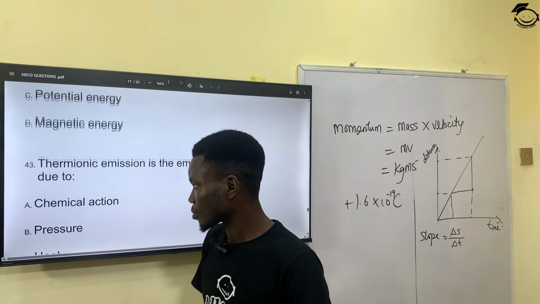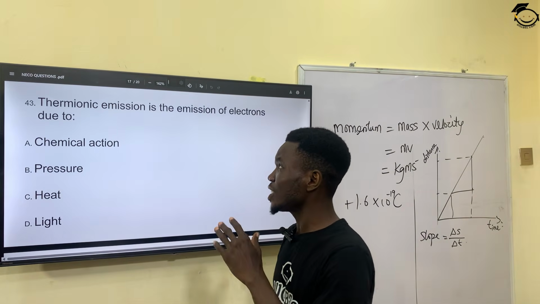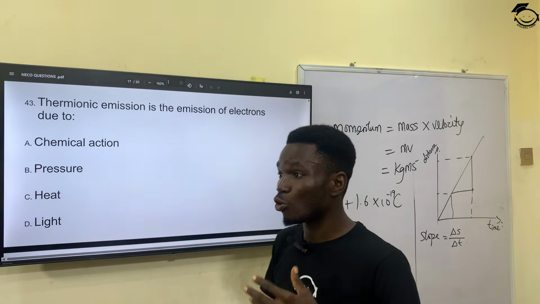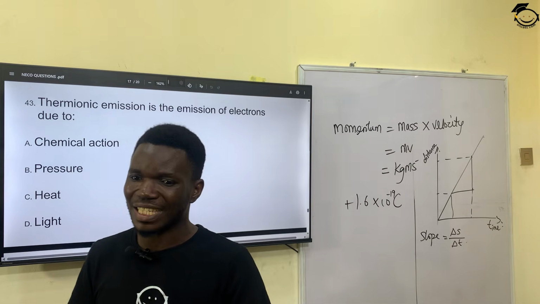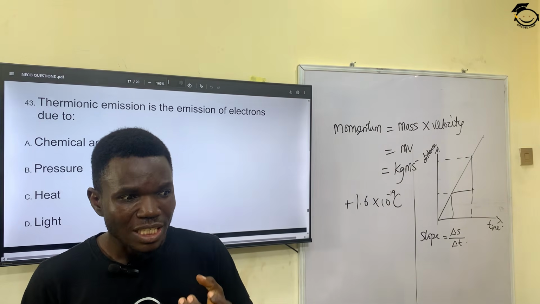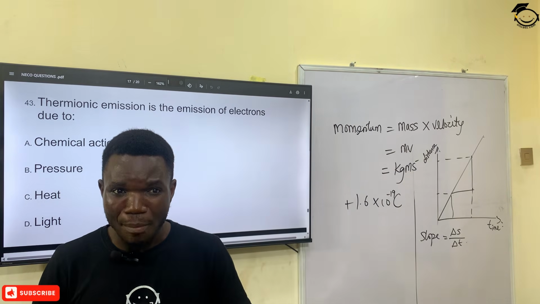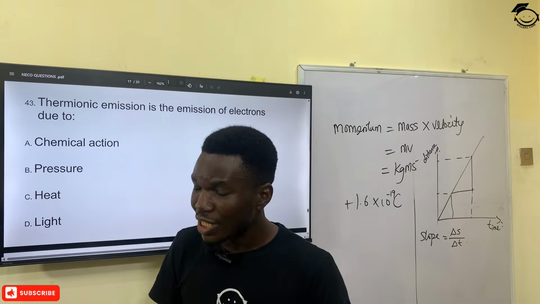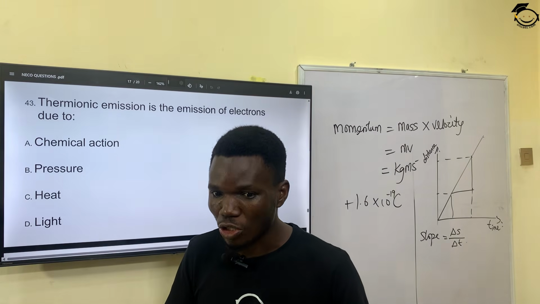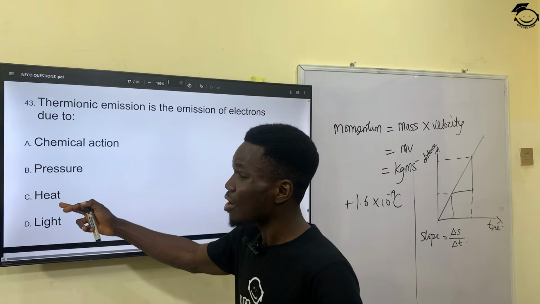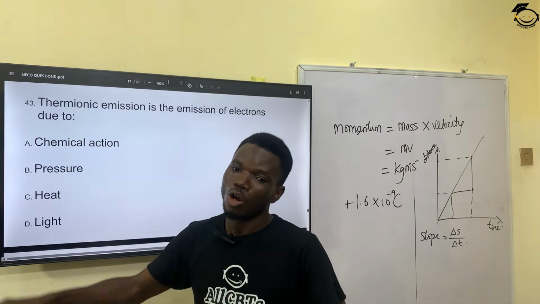So that takes us to question number 43, which says thermionic emission is the emission of electrons due to dash. So thermionic emission is the emission of electrons due to heat. So when heat is cast on a metal surface, the electrons present in that particular metal tend to move. So the transfer of electrons from the metal surface as a result of heat, when it hits the metal, is called thermionic emission. And that is due to heat, which is option C.